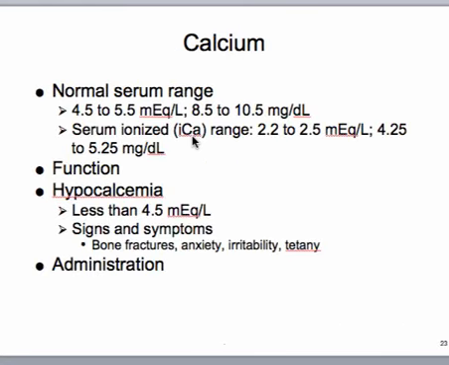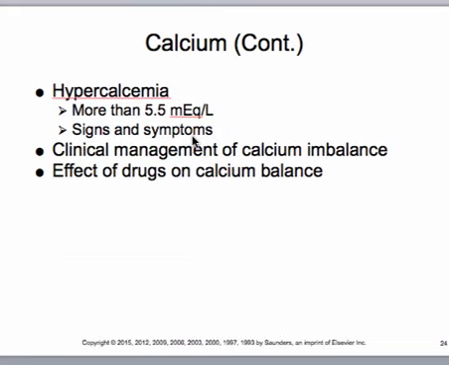There's your normal levels. We talked about the function already, promoting that normal nerve and muscle activity and heart contractions, aids that, promotes our blood clotting. And so on. The way calcium is administered is orally, and it can be given IV as well. Hypercalcemia is more than 5.5 milliequivalents. We might see the flabby muscles, pain over bony areas, kidney stones.